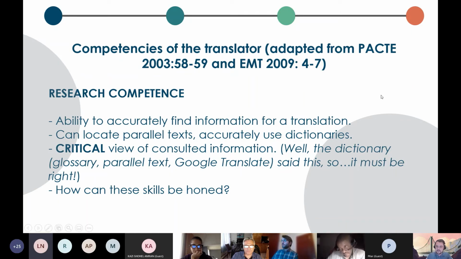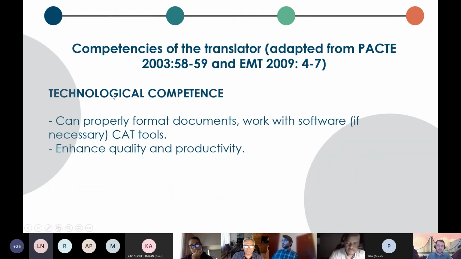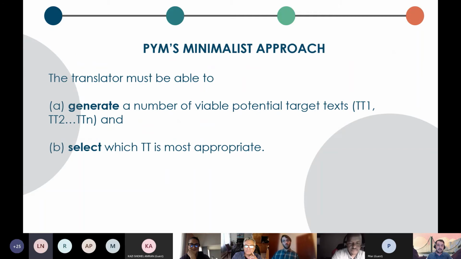Let's see. Technological competence, this is a big one, of course, being able to use the software for translation. For a lot of our translators, it's using Word, which is fine. Being able to format, at least basic, Word documents. Working with software if necessary, for example, CAT tools. And doing this, you can enhance your quality and also your productivity. So you have templates for different types of documents, and it'll make your job a lot easier.